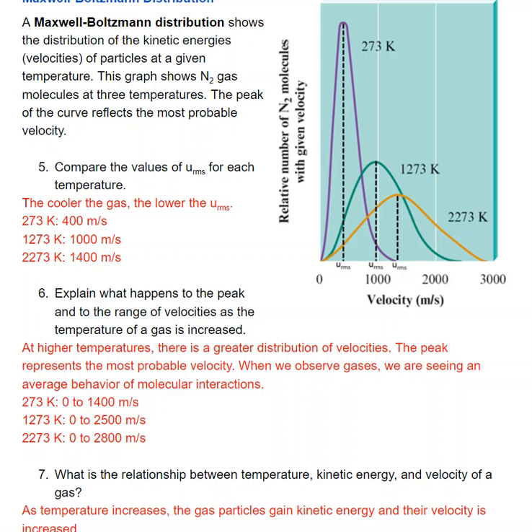The range for 273 goes from 0 to about 1400. For 1273, it goes from 0 to 2500. It's got a wider range. And then for the hottest gas here, we have an even bigger range. For a cooler gas, most particles are going to be right around the average. But as you increase the temperature, you're going to get more particles at the extreme ends of our distribution.